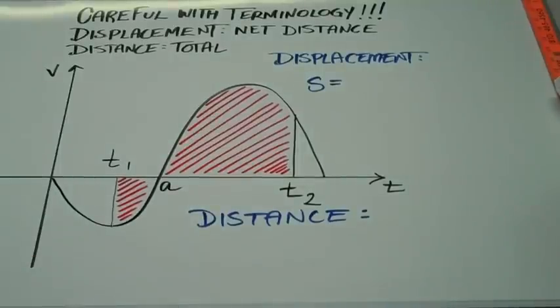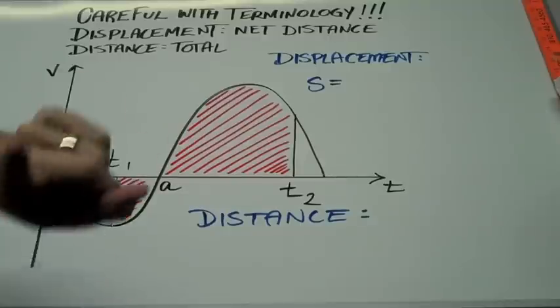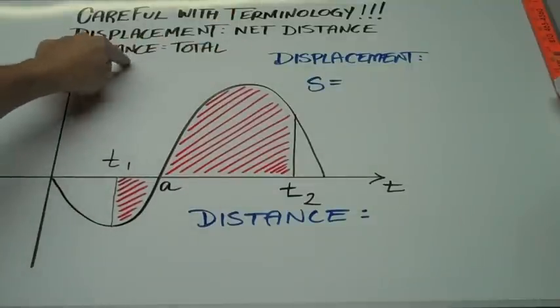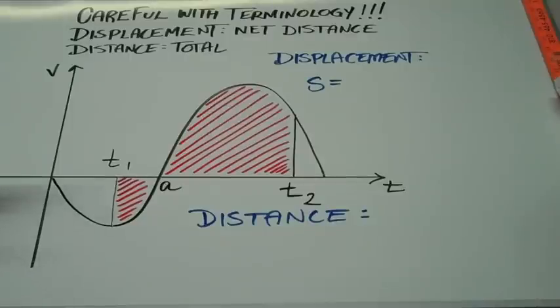Only a cautionary tale here. Careful with your terminology. Displacement is associated with net distance. If I run out there 100 yards and I run back 99, my displacement is only 1 yard. But my total distance would be out 100 and back 99 for a total distance of 199. Well, how does that play in? We saw it play into our integration graphs.